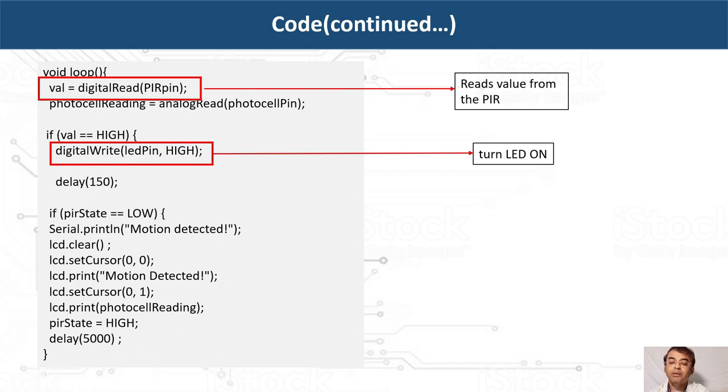Okay, guys. And this will also display the light value, we can say. That means whether you have light in your room or not. Okay, the value will be taken from LDR sensor, as you can see.